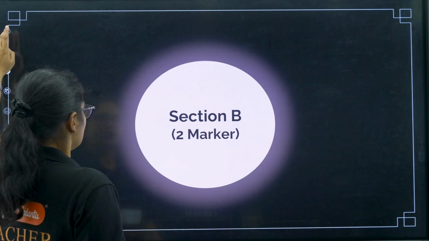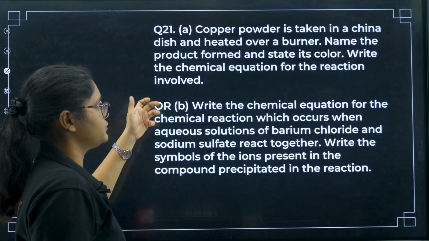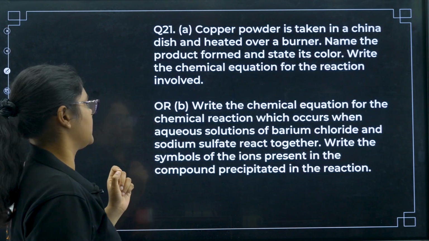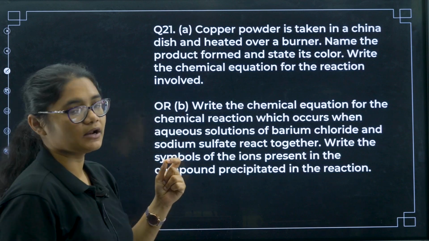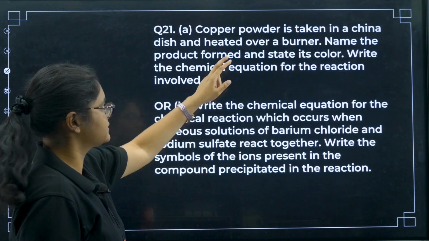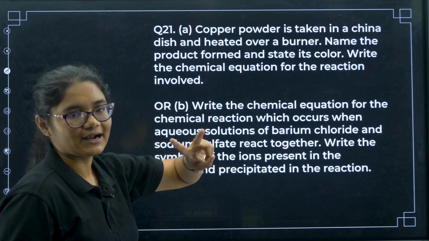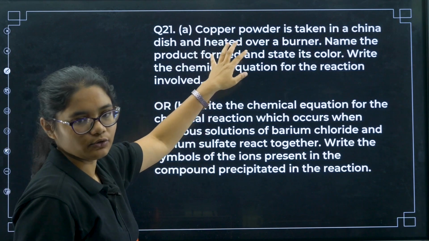Now moving to the 2-marker question. Here we have an OR question, you can attempt any one. Copper powder is taken in a china dish and heated over a burner. Name the product formed and state its color. This carries half mark. Write the chemical equation for the reaction, that carries 1 mark. So in total this one will give you 2 marks.